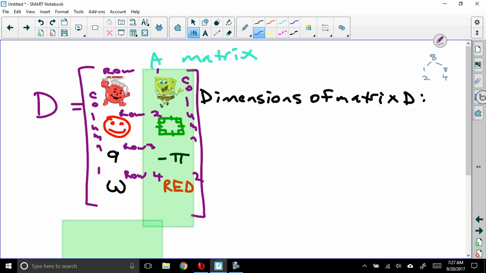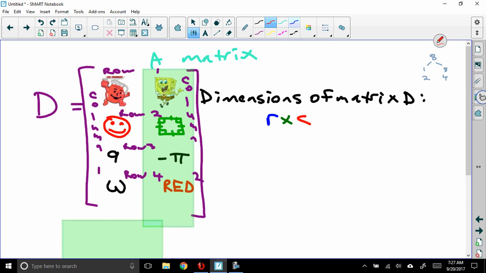a 2 by 4, and some people are going to say it's a 4 by 2. Well, one of those answers is right, and I hope you know which one's right. How many rows? 4 rows. How many columns? 2. The dimensions of a matrix are R by C. We said the dimensions of a matrix are R by C.